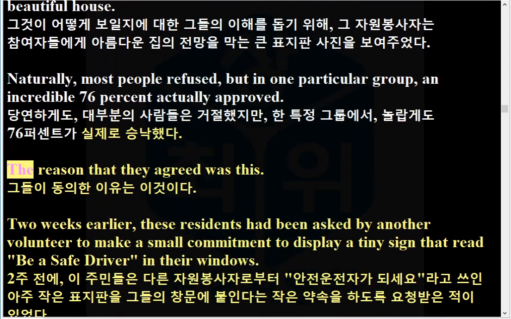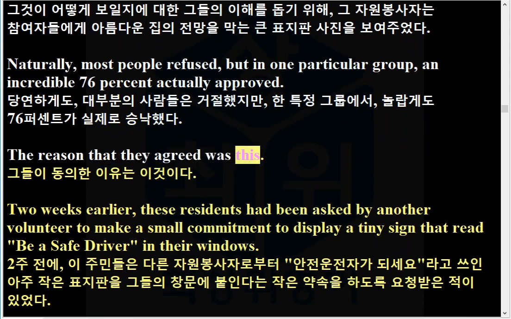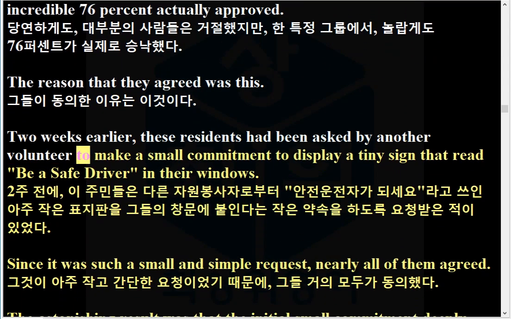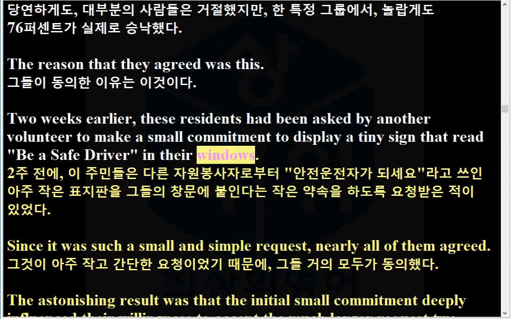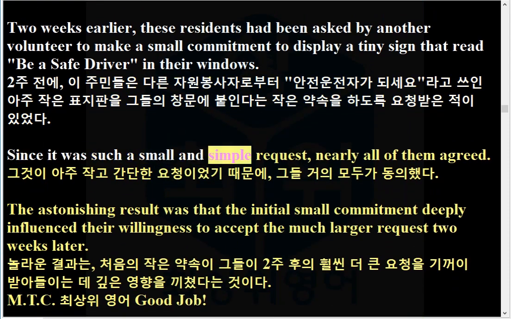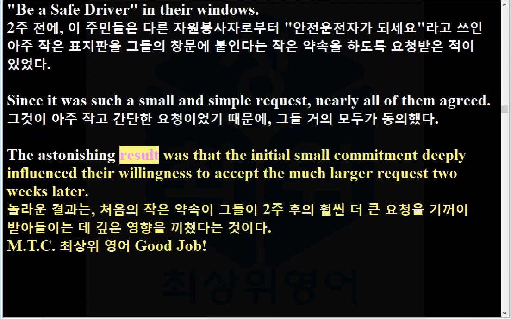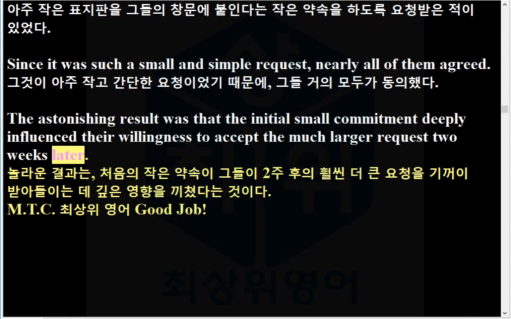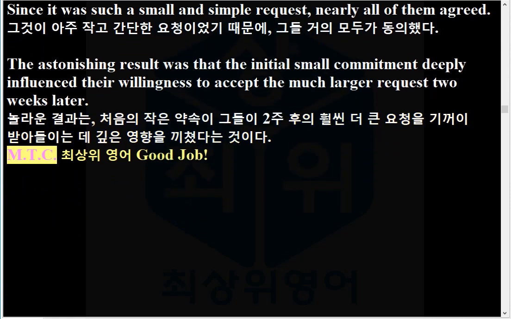The reason that they agreed was this. 2 weeks earlier, these residents had been asked by another volunteer to make a small commitment to display a tiny sign that read "Be a safe driver" in their windows. Since it was such a small and simple request, nearly all of them agreed. The astonishing result was that the initial small commitment deeply influenced their willingness to accept the much larger request 2 weeks later.